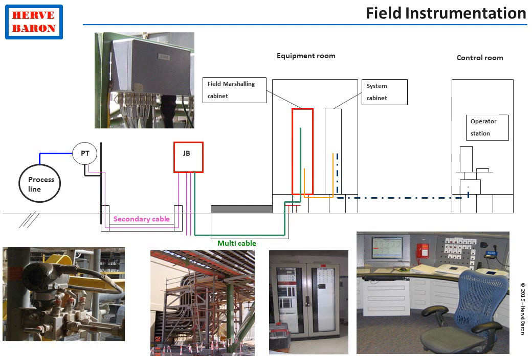This specific hardware are the field marshalling cabinets. These cabinets indeed have terminals that mirror the ones of the junction boxes. So once the allocation of instruments to junction boxes has been done, then the marshalling cabinets can be designed and manufactured. This is actually a major progress step for the supply of the control system.